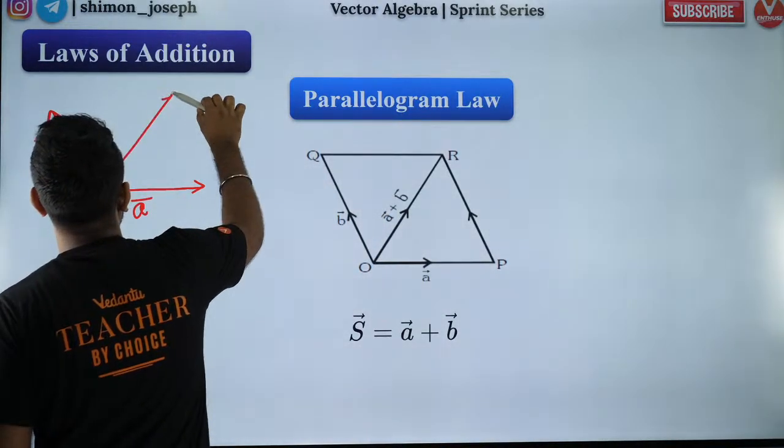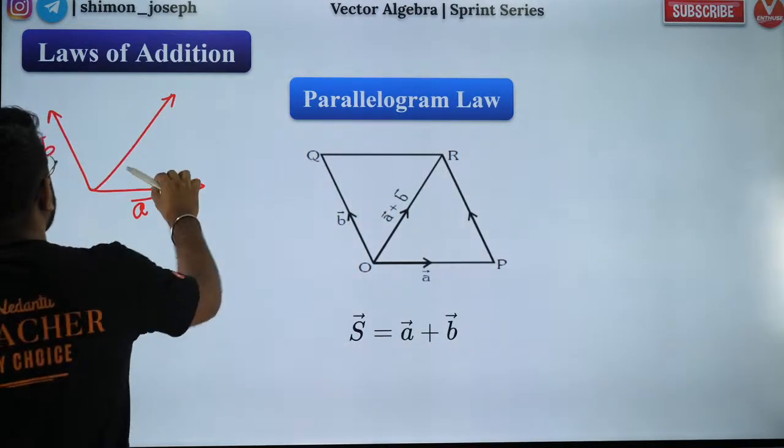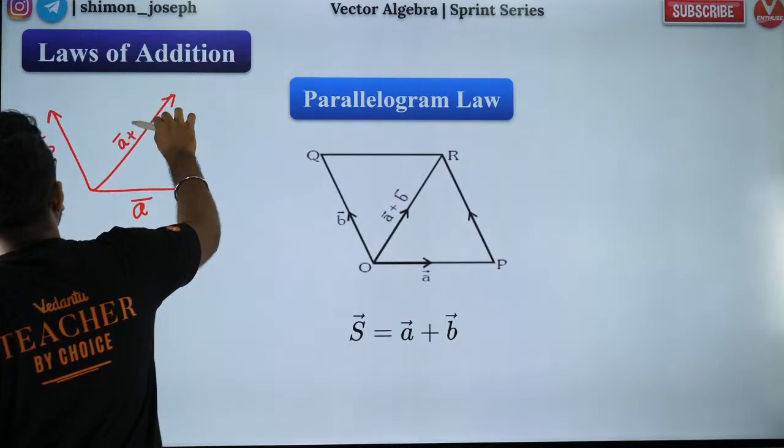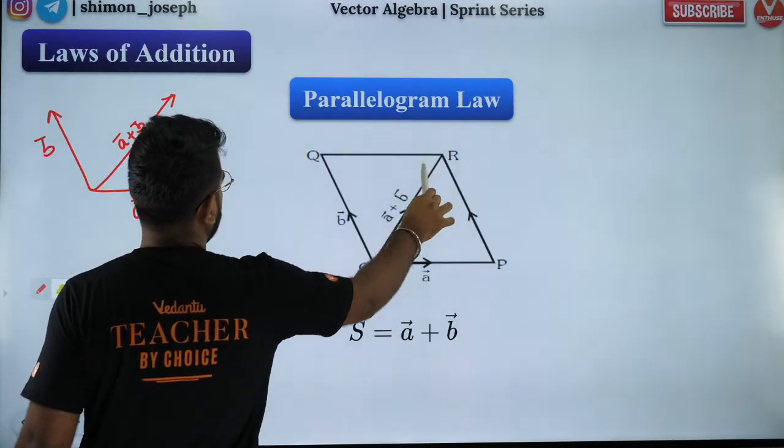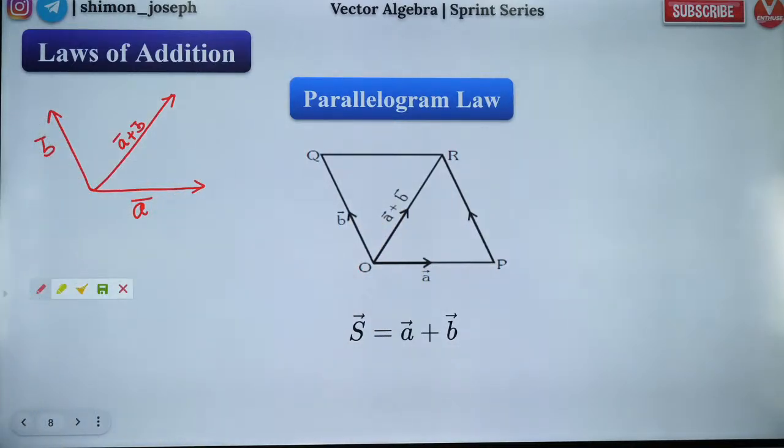So it will be like this. Are you all happy with that? So that will be your A plus B vector. And guys, it will exactly be the length of this diagonal. Got it? So that is your A plus B vector. I hope you are all clear with that.